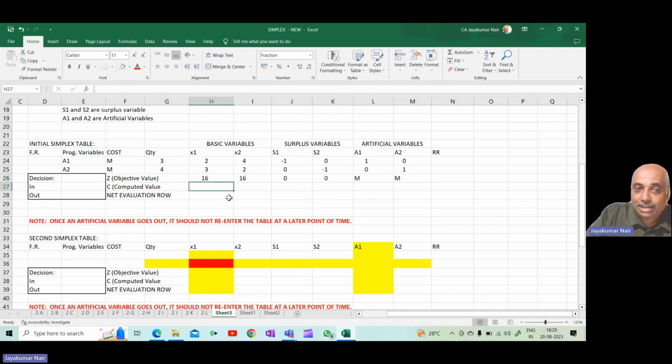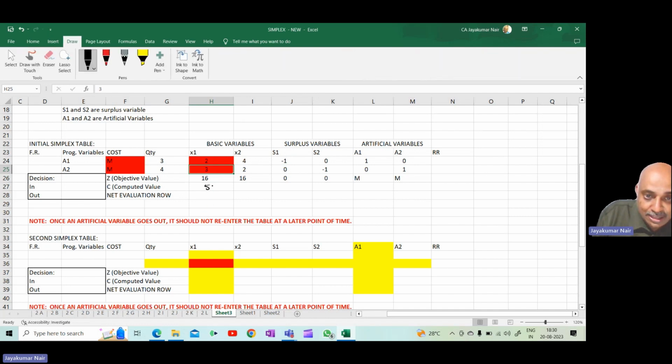Now, how do I compute the C value? You know that whatever you have in this column, multiply it into this. So it will be M into 2 plus M into 3. So M into 2 is 2M and M into 3 will be 3M. So 2M plus 3M is equal to 5M. So I will write here it is 5M.